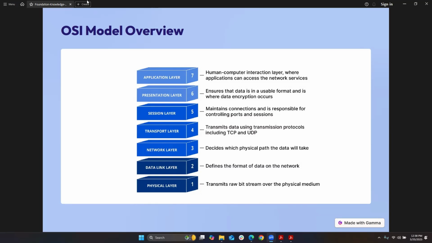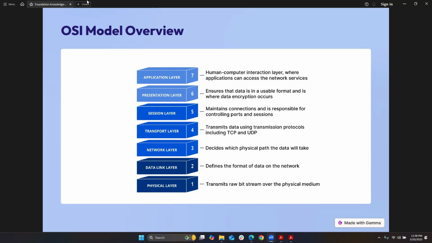And then the next layer is the presentation layer. It ensures that the data is in a usable format and handles encryption and compression. For example, compressing a video to send over until it reaches the correct user, or SSL or TLS encryption for secure websites using HTTPS.